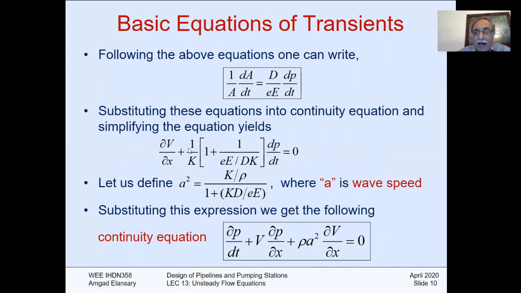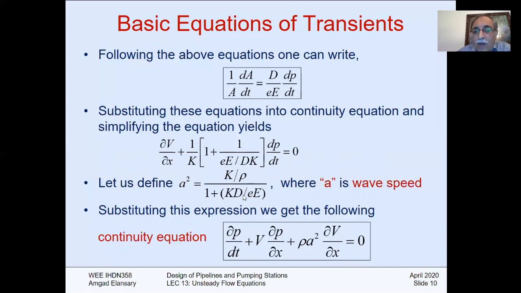So I will find that partial v by partial x equals 1 over K, 1 over E, dp by dt. When I look at that equation, surprisingly, I find this term, partial v by partial x, and dp by dt. When I arrange that term and take the inverse of it, it will be K over rho, 1 over K, dE over E.